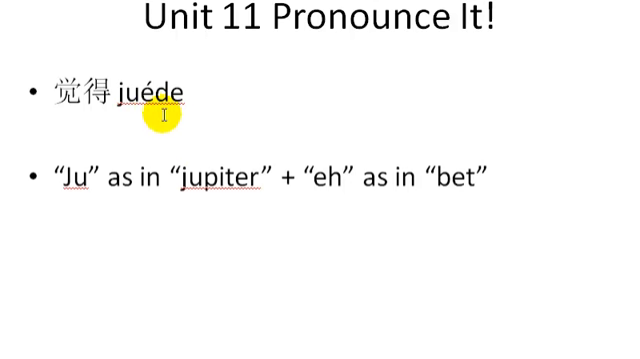Okay. 觉得, I feel, or I think, I believe. So this U here kind of is that French U where it's pronounced up in the lips. Ju, and it's this JU is like the Jew in Jupiter. And then you have an E as in be, bet. 觉. And it's a second tone.